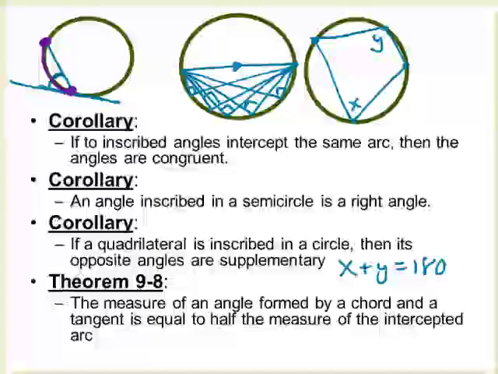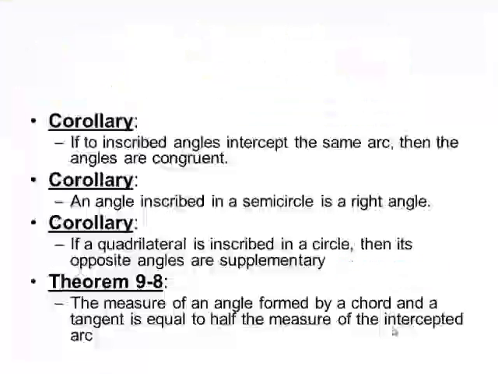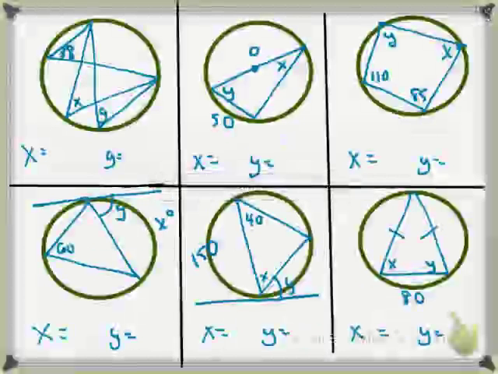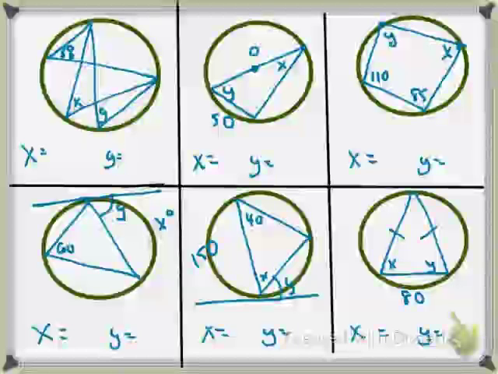How do you find that? You would have to be given that. So if we were given that that was 80, then we would know this angle is 40. But you'd have to be given one piece of it. All right, so let's do some examples. I have 6 problems here. I want you to take a few minutes to try these problems, and then we will discuss them together.